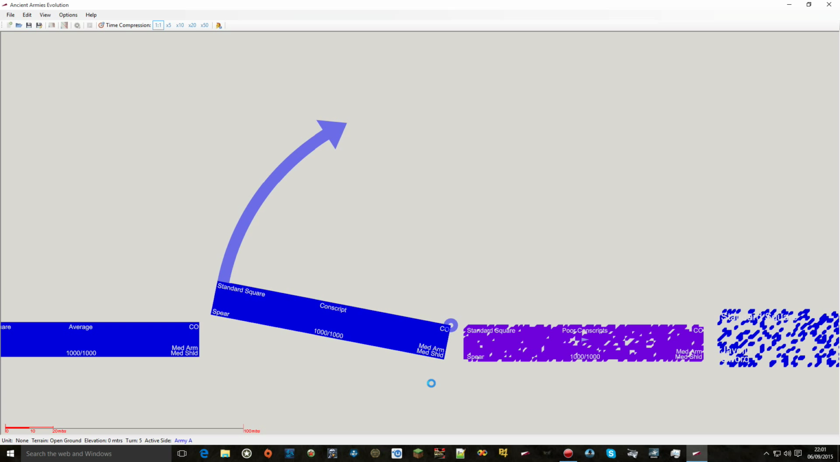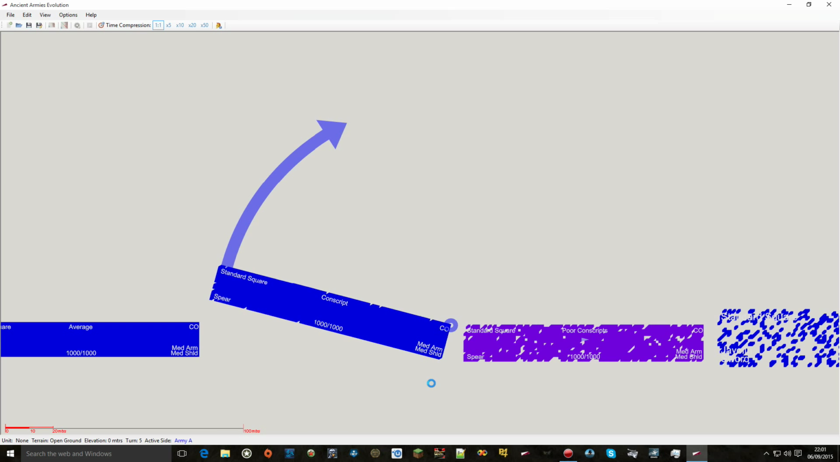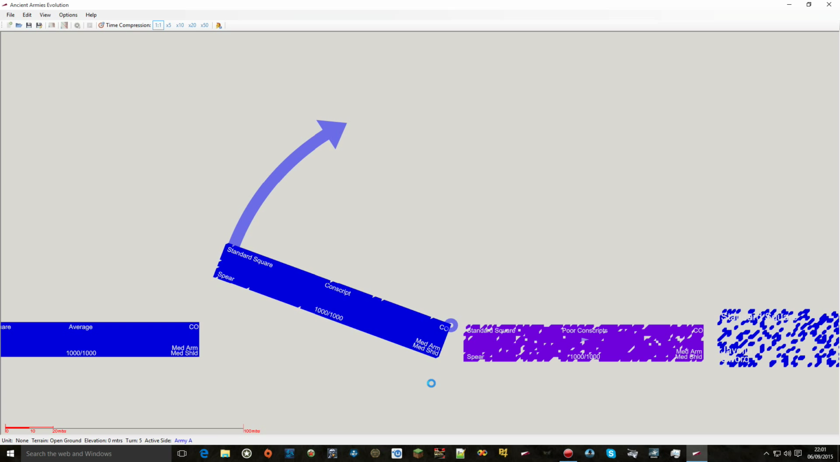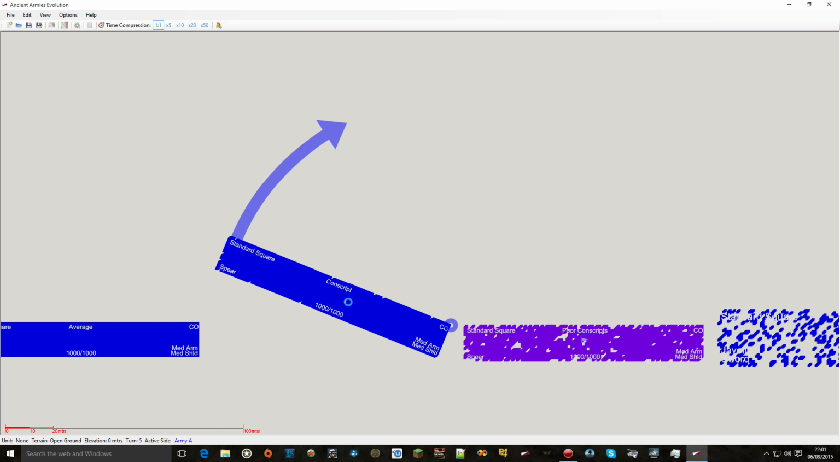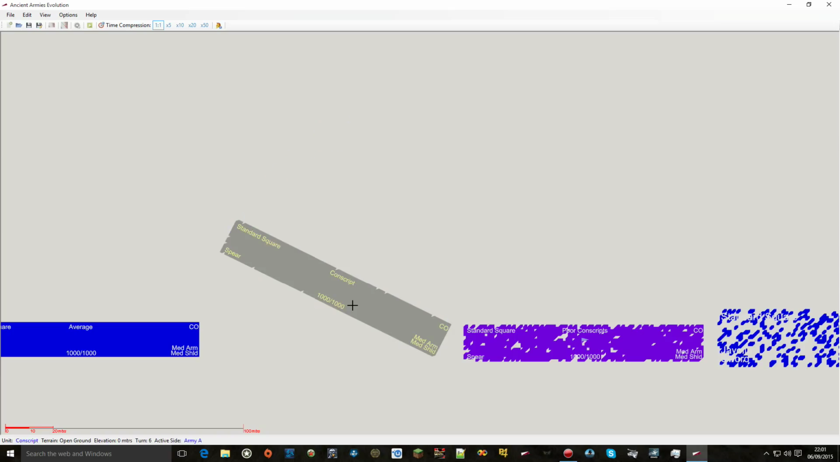Now the system's designed so that the faster maneuvers, the charges and so forth, they're the ones that really damage cohesion. But there you go, this conscript unit's already taken a fair bit, and that's just by turning. And what you'll find is, in fact, let's get rid of that order. What you'll find is once he's stopped, it should be quite simple for him to reform. So let's see if he reforms now.